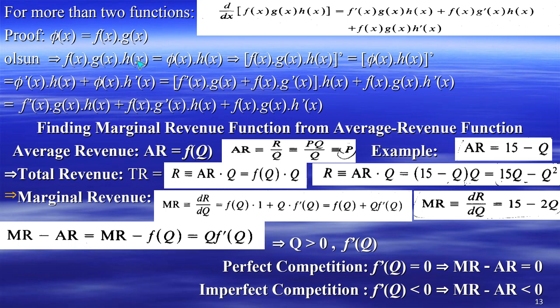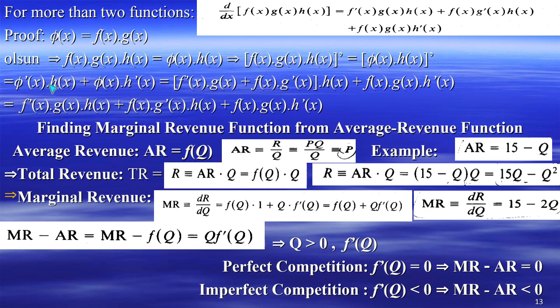So f of x times g of x times h of x, if f of x times g of x is phi of x, then I replace this f of x times g of x by phi of x. This is equal to phi of x times h of x. So what is the derivative of f of x times g of x times h of x? It is the derivative of phi of x times h of x. All right. And I have just proven the derivative of two functions multiplying each other.